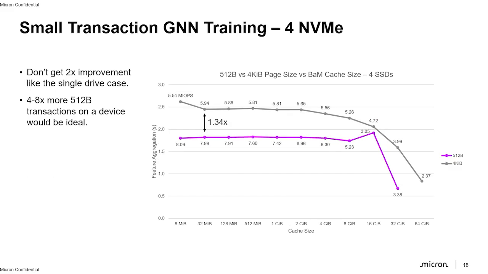And this is the same test, but with 4 NVMe devices instead of 1. So you don't really see a 2x improvement there. But if you had a single device that could do 4 to 8 times more 512-byte transactions, this would be ideal for this situation. So basically, the goal would be to design a system, or an SSD, where you could do line rate 512-byte random read transactions for a specific workload.